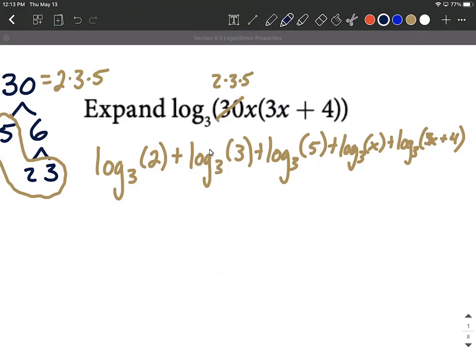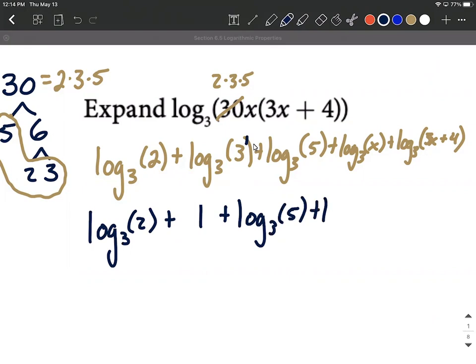And this is a special case that we have log base 3, and then we have 3 on the inside. So by the inverse function property, we have an exponential function inside of a logarithmic function. Whenever these bases line up, you're going to get nice canceling out, and we're just going to be left with the exponent. So the best final answer I think we can get for this is log base 3 of 2 plus 1 for that log base 3 of 3 plus log base 3 of 5 plus log base 3 of x plus log base 3 of 3x plus 4.